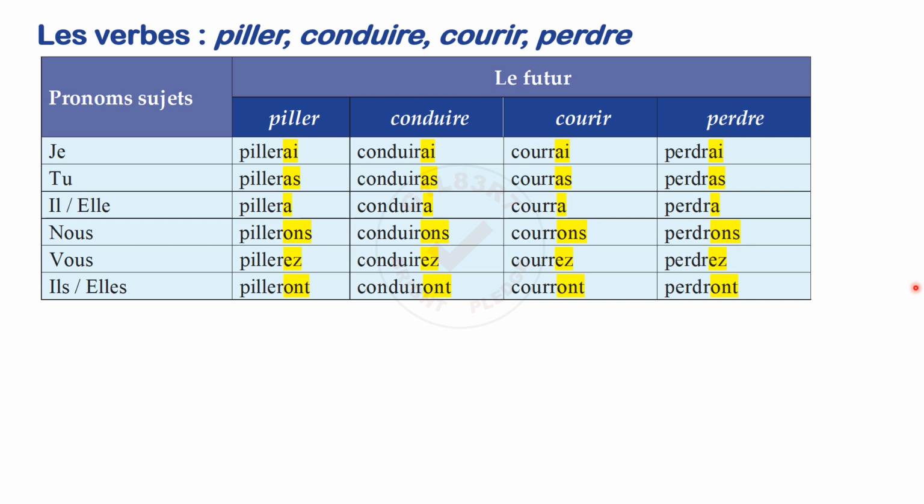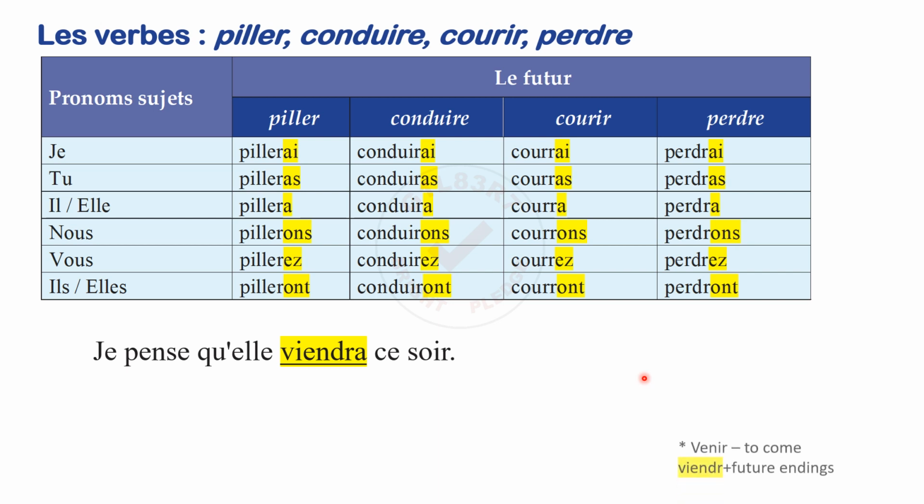And let's see an example for the future tense from your book. Here it says, Je pense qu'elle viendra ce soir, meaning, I think she will come this evening. This comes from the verb venir. Venir means to come, and venir has an irregular stem, which is V-I-E-N-D-R, followed by the ending. For il or elle, the ending is A. So that's how you get viendra.